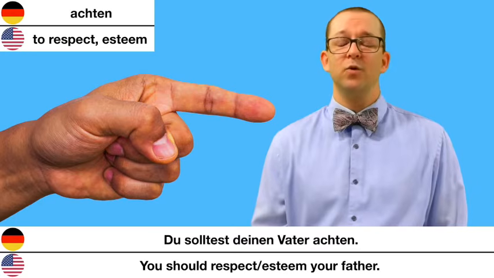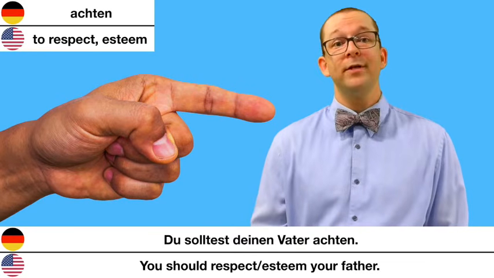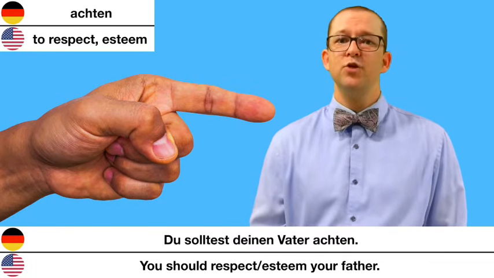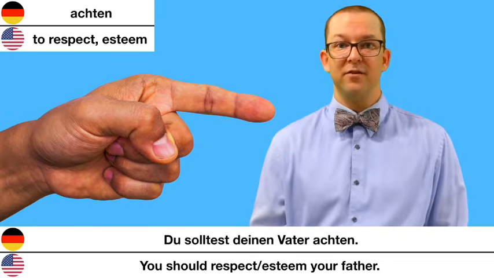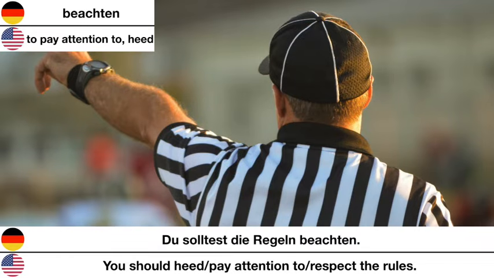Here's another example of this happening with a be verb. Achten, to respect or esteem. Du solltest deinen Vater achten. You should respect or esteem your father. Beachten, to pay attention to or heed. Du solltest die Regeln beachten. You should heed or pay attention to or respect the rules.